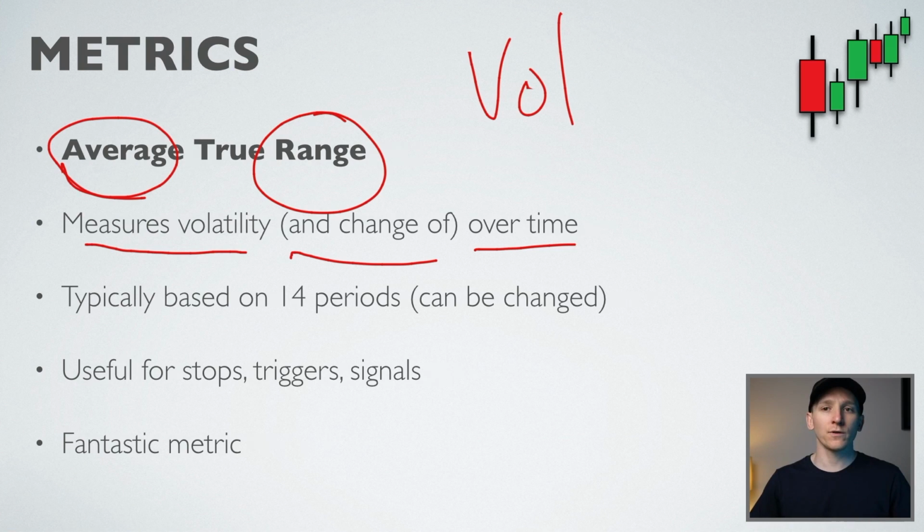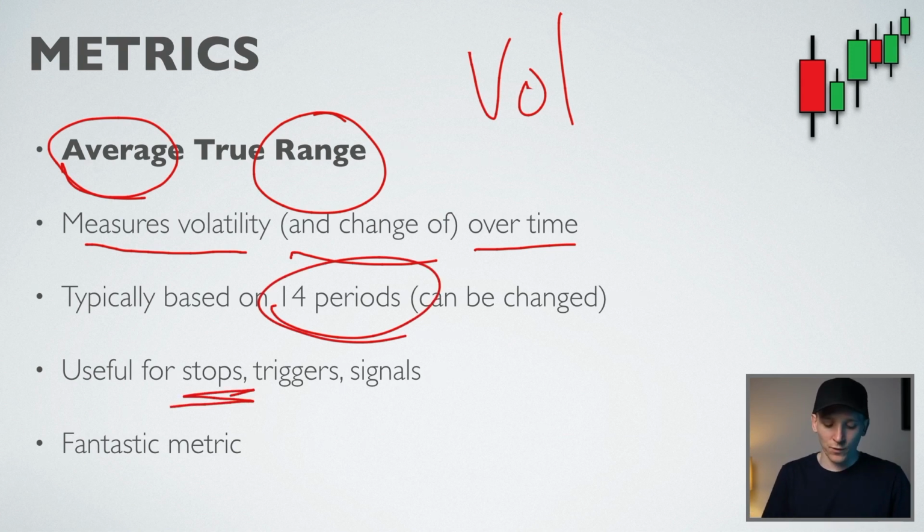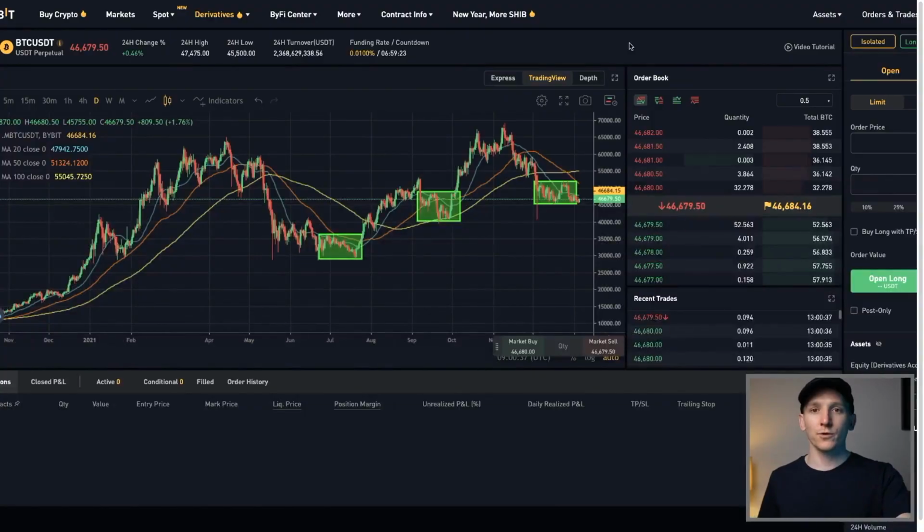And what I do is use ATR to tell me what is the kind of max one-day move that is potentially going to happen for the price of an asset that I'm trading. And this is typically based on 14 periods, but you can change this. Like I said here, it's useful for stop losses, triggers, and other types of signal that you can use as well. I think it's a great metric, and I do use it all the time.